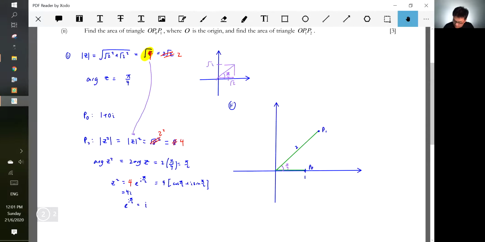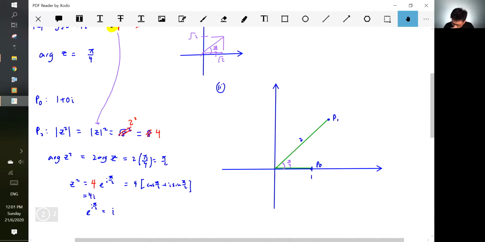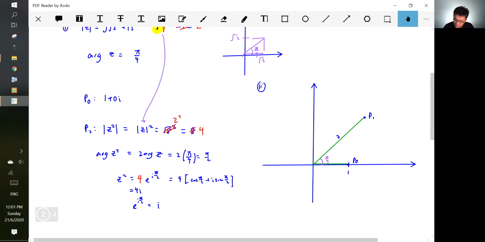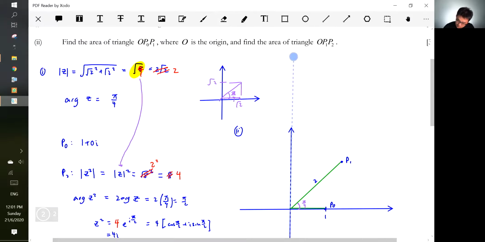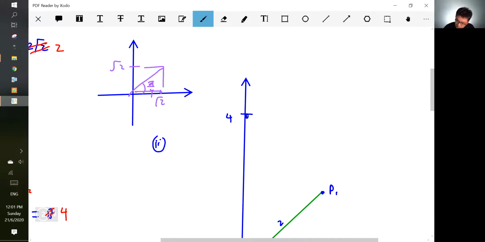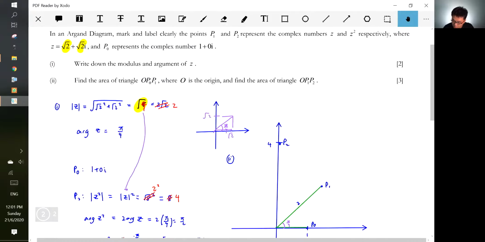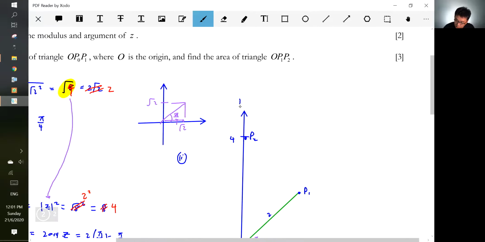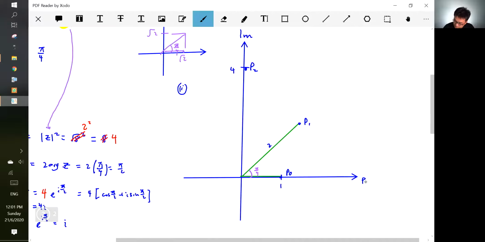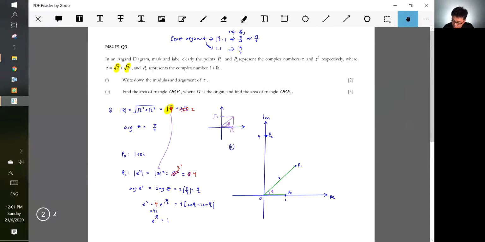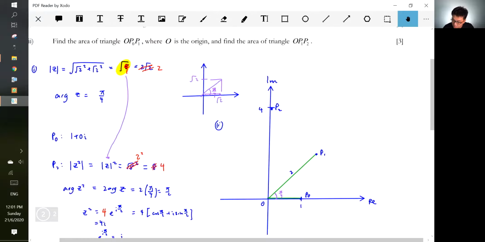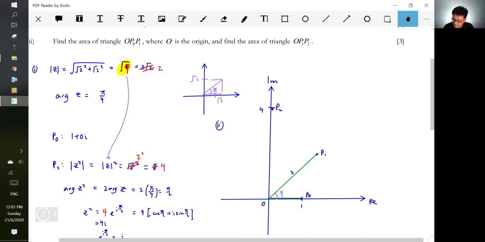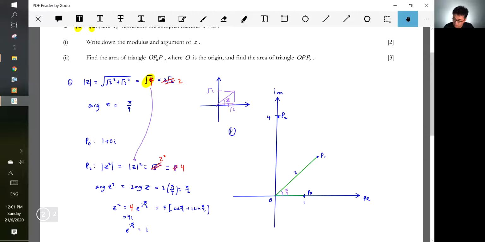Then you're left with z squared, which is 4i, which is roughly here. I'm trying to draw to scale. So this is P2, which is 4i, so imaginary is like that. The question now is you want to find the area of OP1P2.